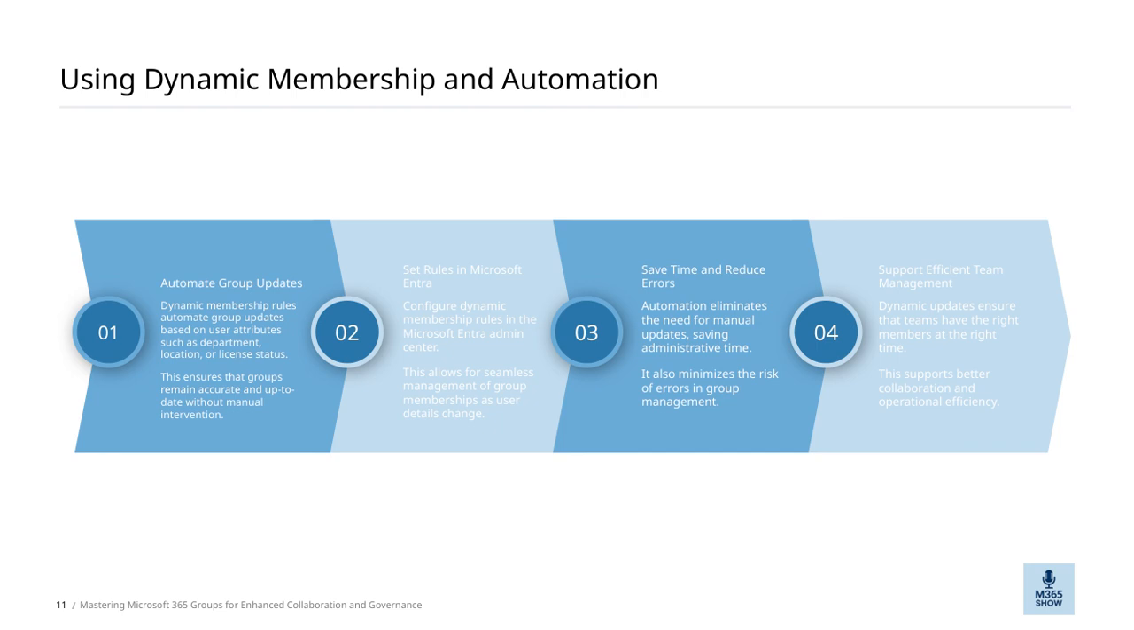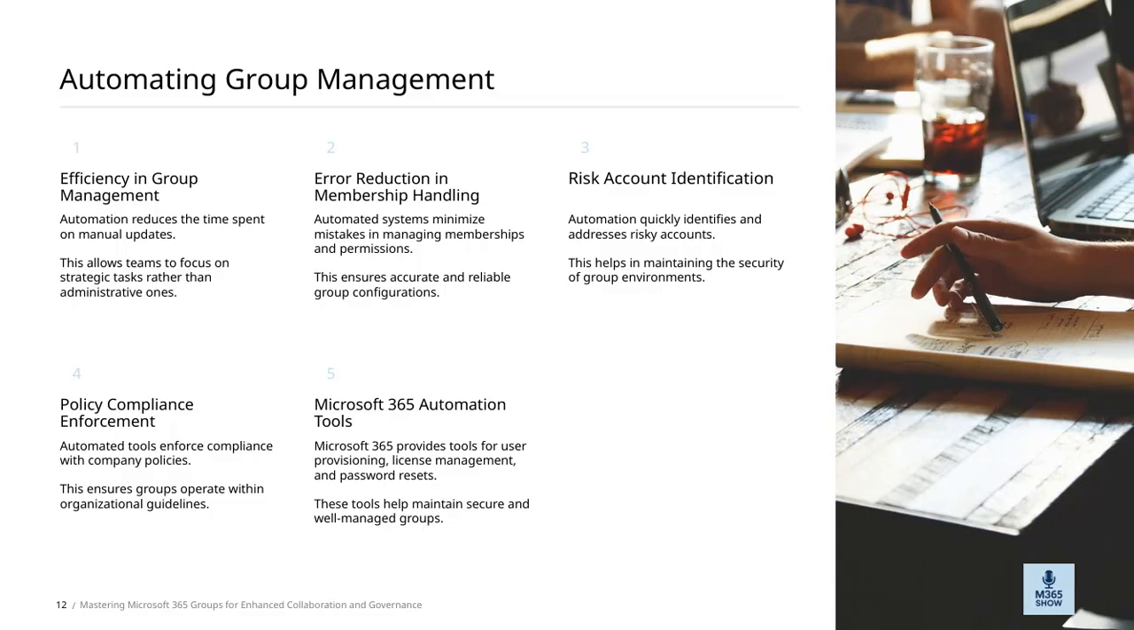It saves you time and reduces the risk of errors that often come with manual updates. With these dynamic updates, you can be confident that the right team members are always in the right groups at the right time. This not only improves collaboration, but also boosts operational efficiency across your organization. So, by setting rules in Microsoft Entra, you're automating group updates, saving time, and ensuring your team management is both smarter and more reliable.